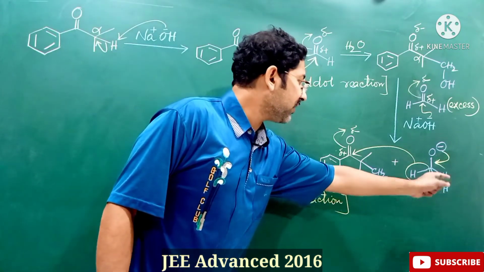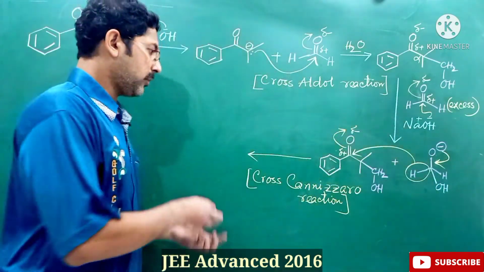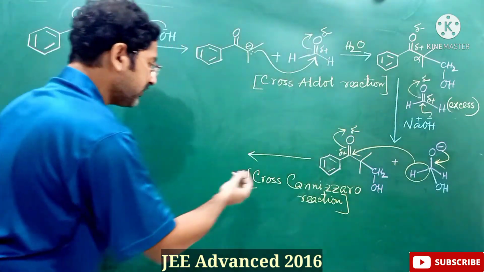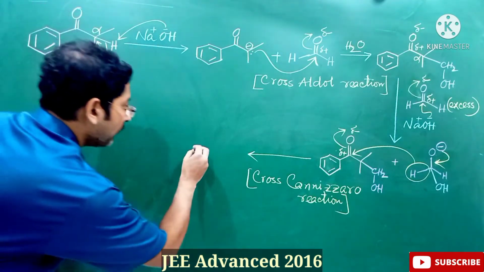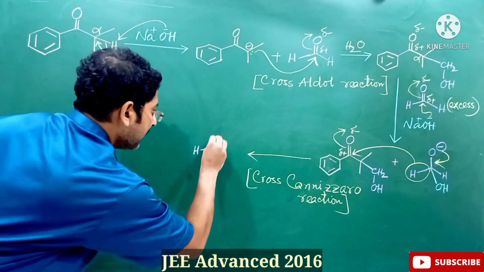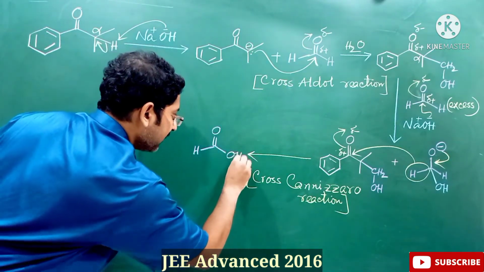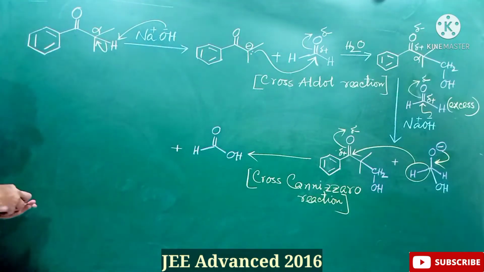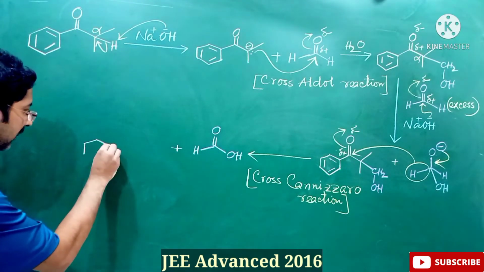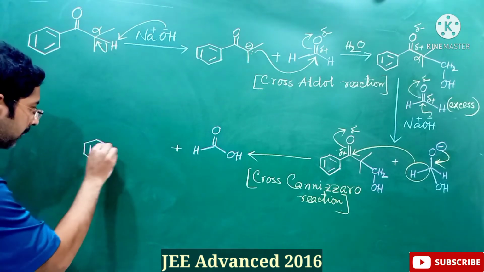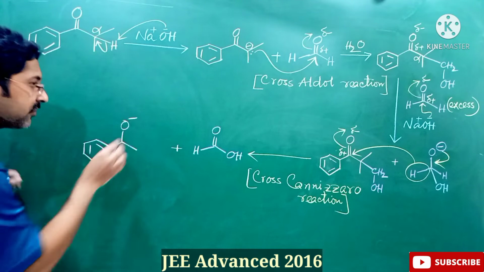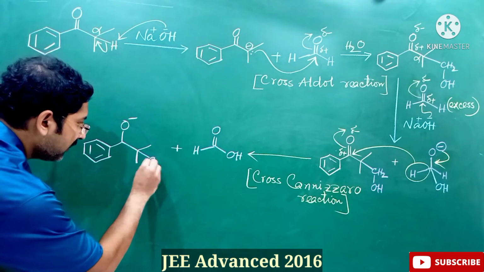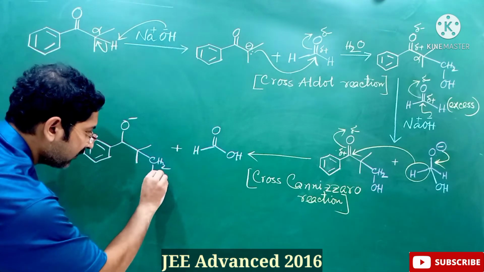As the hydride ion is shifted from this molecule to this one, what will happen? This formaldehyde molecule actually gets oxidized to form formic acid, right? This one is formic acid, and this carbon will be converted to an alcohol, right? Look, this one is O minus, and this portion is our CH2OH portion, right?